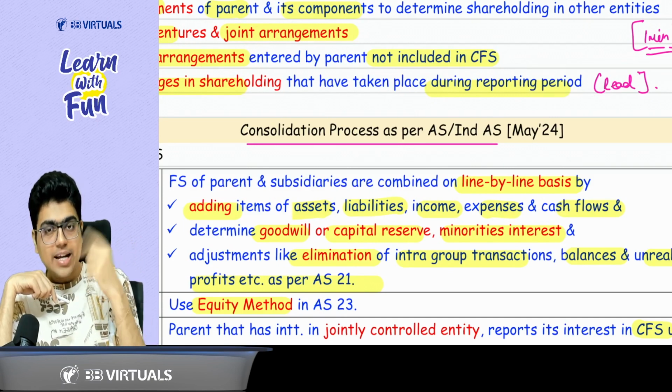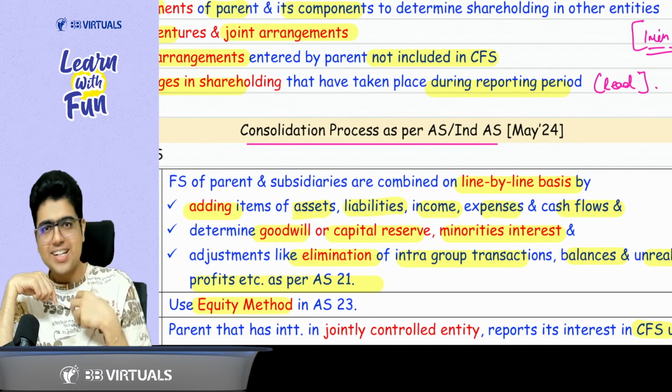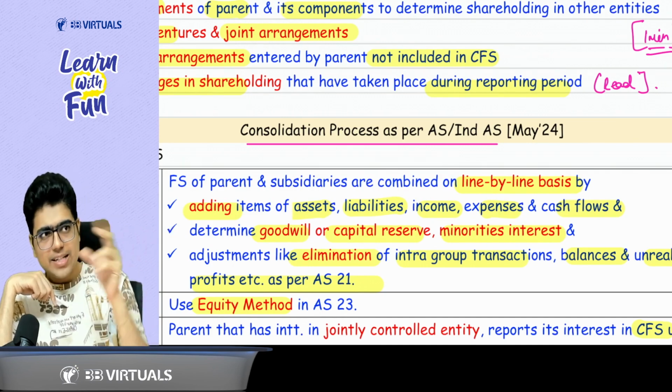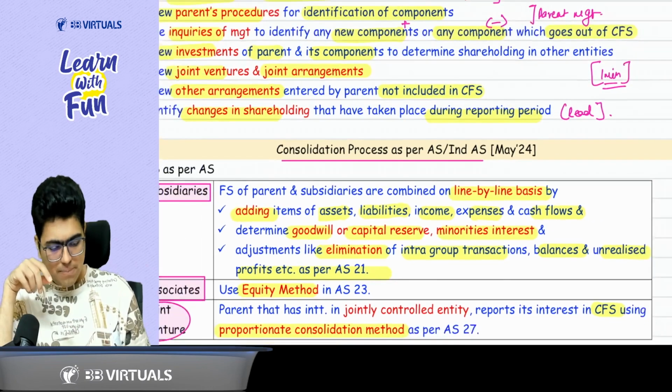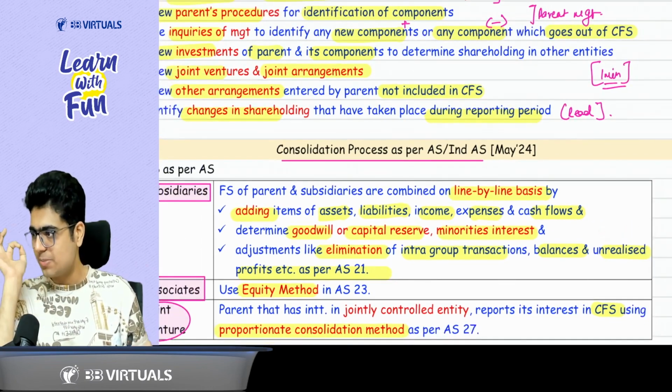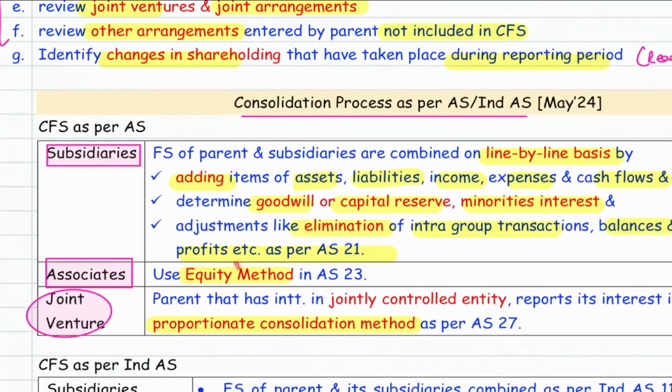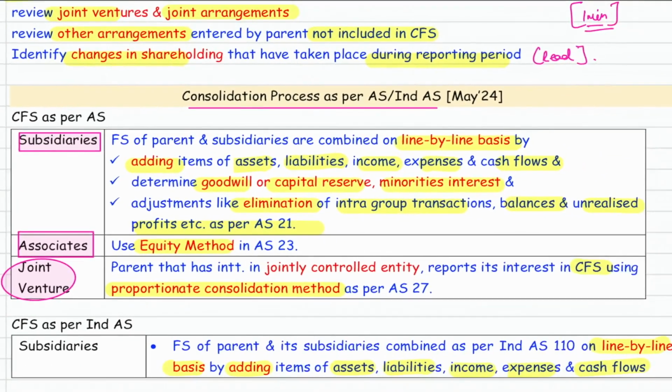Sir, eliminate the intra-group transactions. Whatever transactions are between the parent and the component, eliminate them. Eliminate the intra-group transactions, balances and unrealized profits as per AS 21. Then we discussed associate. For that, use the equity method as per AS 23. For a joint venture, you don't have the whole control, you have joint control, so whatever is your proportionate control, just proportionately consolidate.